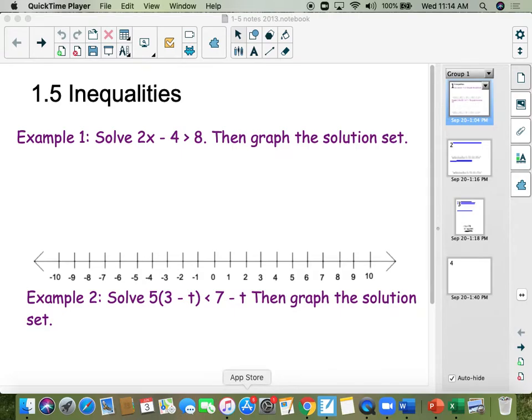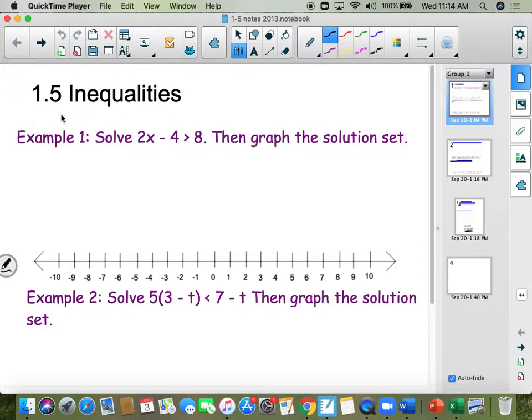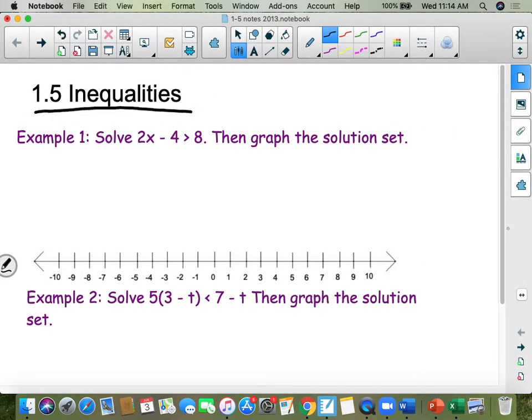Okay, you learned about interval notation yesterday. Now you can solve these. So inequalities, this is what you're doing for 1.5. You're going to do three things. You're going to solve them. You're going to graph them on a number line. And the third thing you're going to do is state the interval notation. You're going to do three things to every problem.